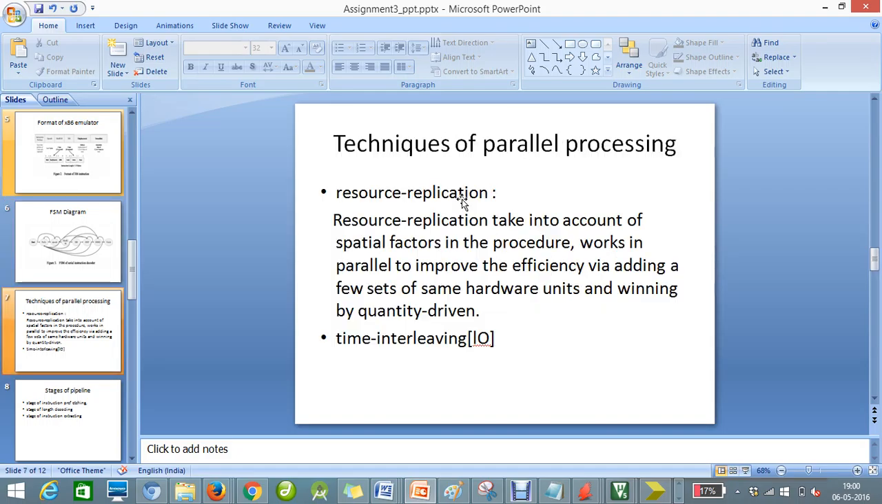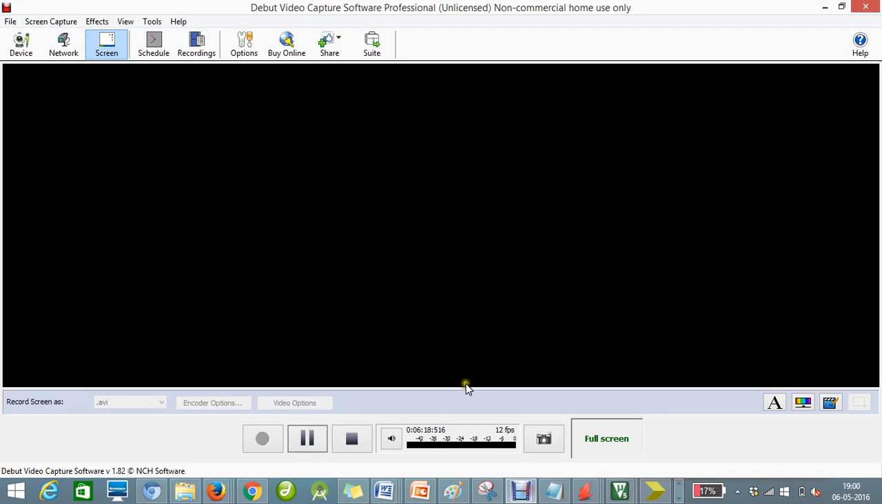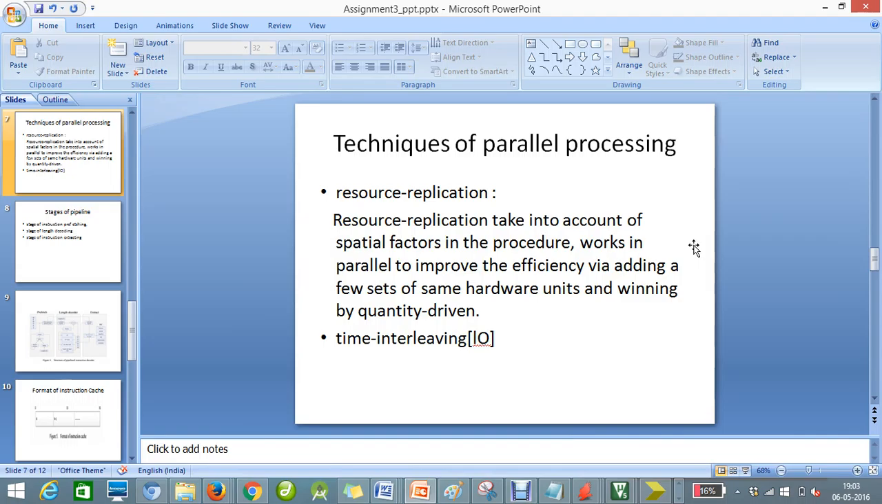This is the technique of parallel processing. Here we can use resource replication. Now we will think about how to increase the speed of execution with the help of this pipeline concept. Actually, pipeline concept is used to increase the throughput of a system.